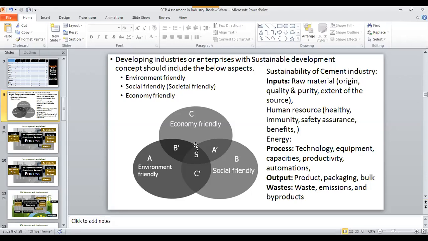That's why industry should not be a deal, should not be a game. It should support sustainable development and the sustainability of the country. And the industry should assure the sustainability of the industry itself. Good. So we will continue in the coming sessions.